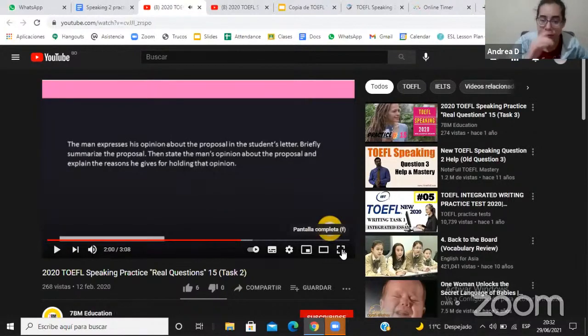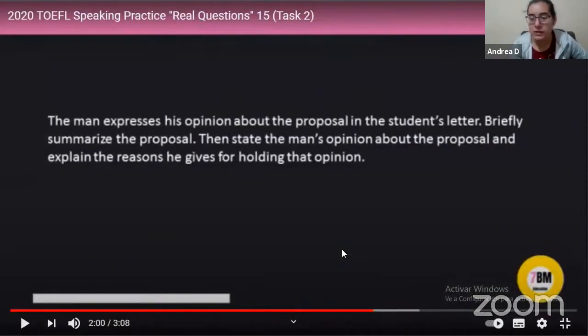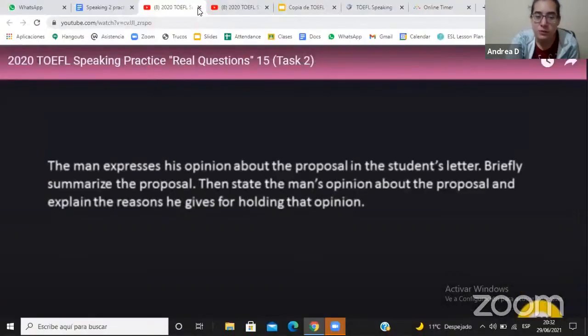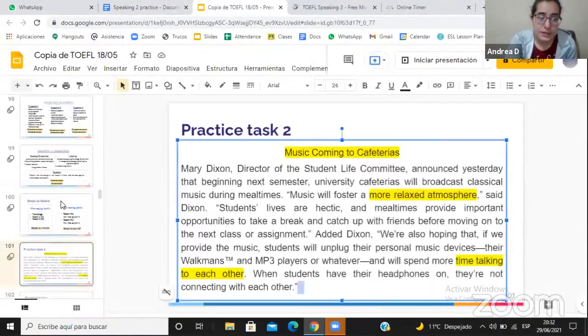Okay, sorry, here's the question. So the question used to be, the man expresses his opinion about the proposal, same as usual. But then you have this part: briefly summarize the proposal, then state the man's opinion about the proposal and explain the reasons he gives for holding that opinion. So you used to have this part, briefly summarize the proposal. And that's what you gotta do. You still need to do that, even if in the question you may be tempted to think that you don't.